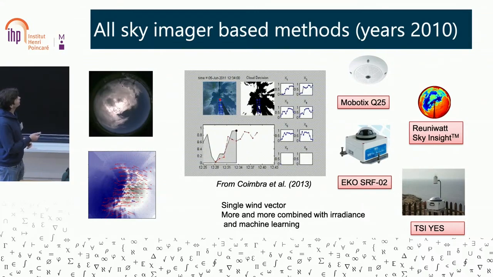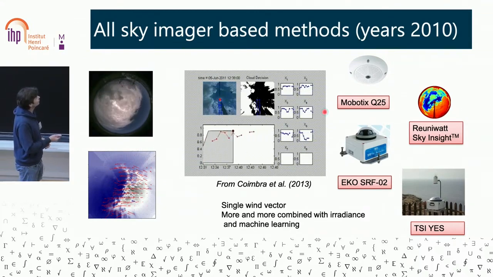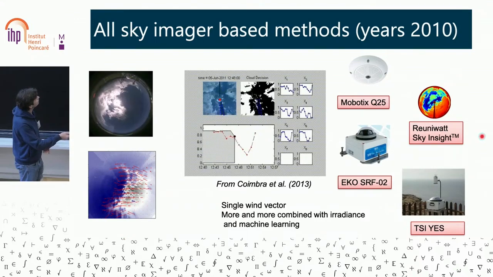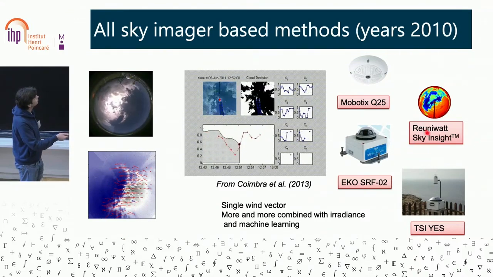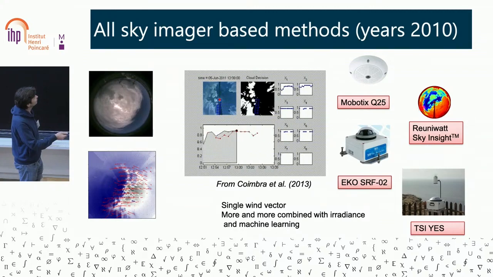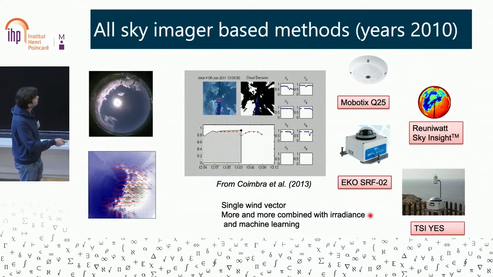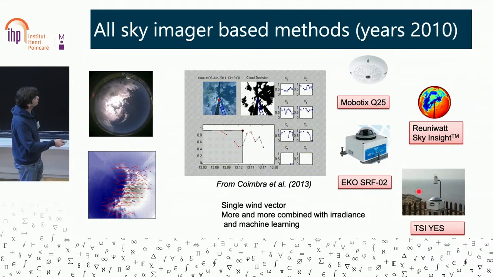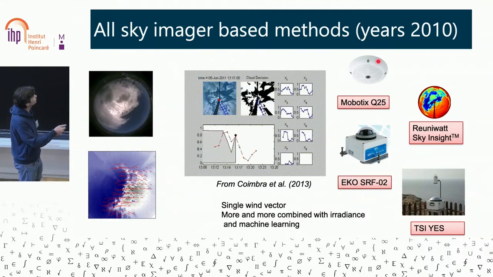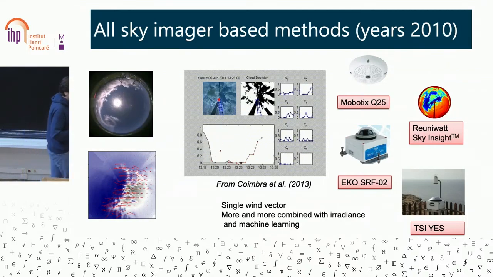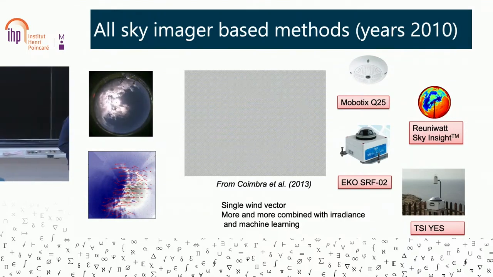Some companies tried the infrared camera to have more information on the contrast between clouds and the sky. This is the very original model to get an image from the sky. And now the Mobotics we have here are very cheap, and these cameras are coming from security purpose.